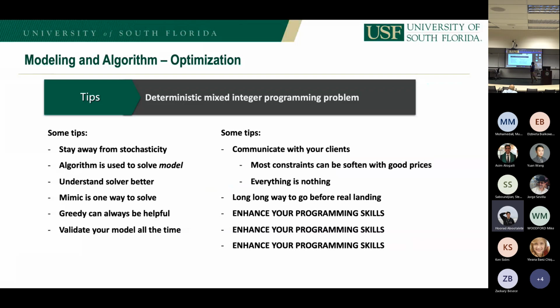Okay, some tips about optimization. In transportation or logistics, when we are talking about optimization, mostly we are talking about deterministic mixed integer programming problems. Here are some tips. I don't really want to go through each one, but I want to highlight some. The first one: if we want to optimize something, what is the easiest way? You should first mimic how people do it manually, and then you find some good opportunities to optimize it. And importantly, enhance your programming skills.